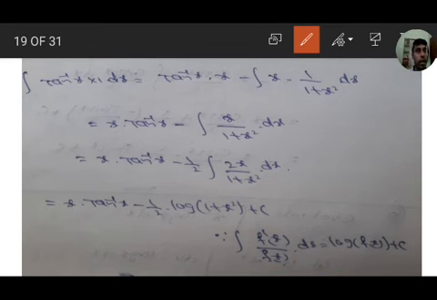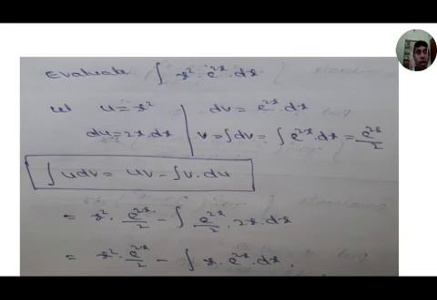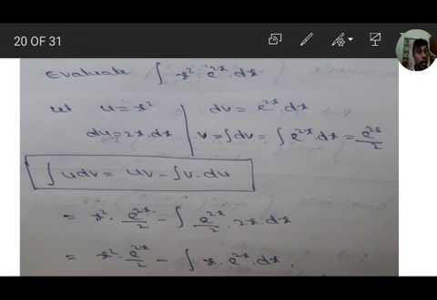That's, I am multiplying and dividing with 2. Next problem. Evaluate integration x square into e to the power of 2x dx. Here x square is an algebraic function, e to the power of 2x is an exponential function. So we have to take ISATE.